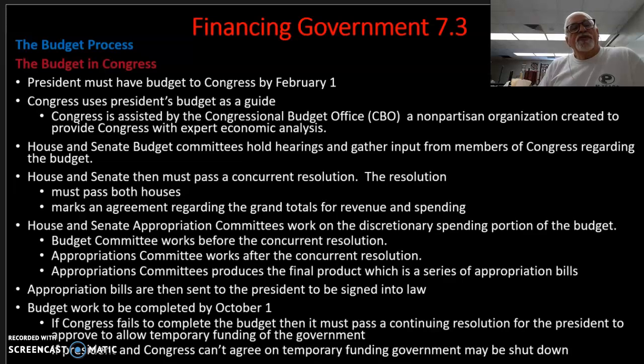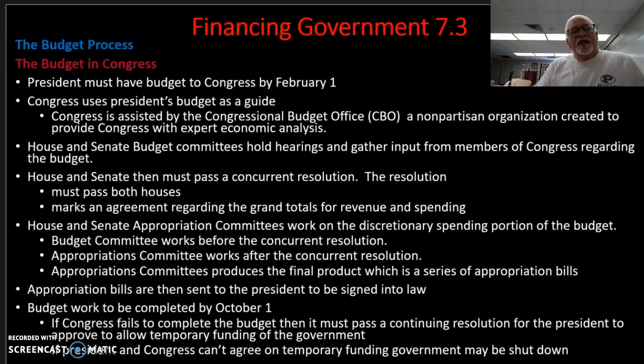The budget in Congress: the President has to have the budget to Congress by February 1st. Congress uses the President's budget as a guide. They are assisted by the Congressional Budget Office, and they try to create their own budget based on what the President has given them. The House and the Senate work separately, but they hold hearings and gather input from members of Congress regarding the budget. Then the House and the Senate must pass a concurrent resolution. It has to pass in both houses, and it marks an agreement on how much the total budget will be for the upcoming year.